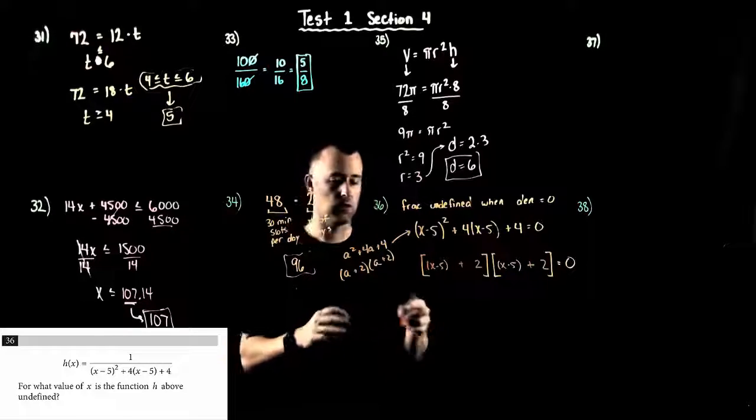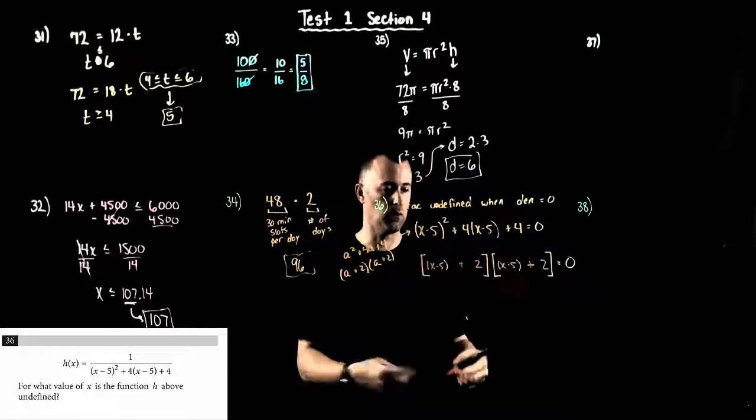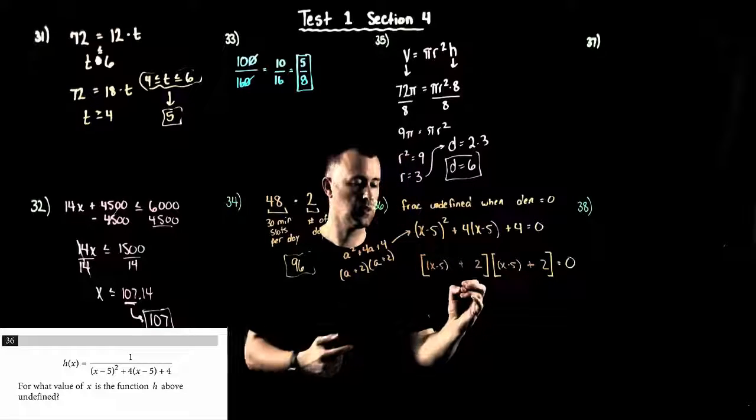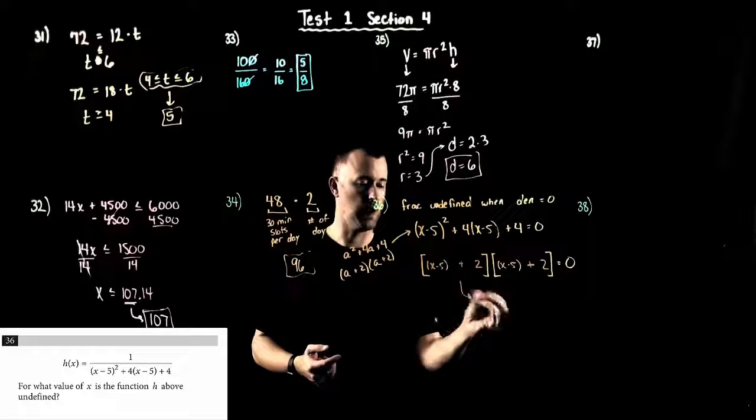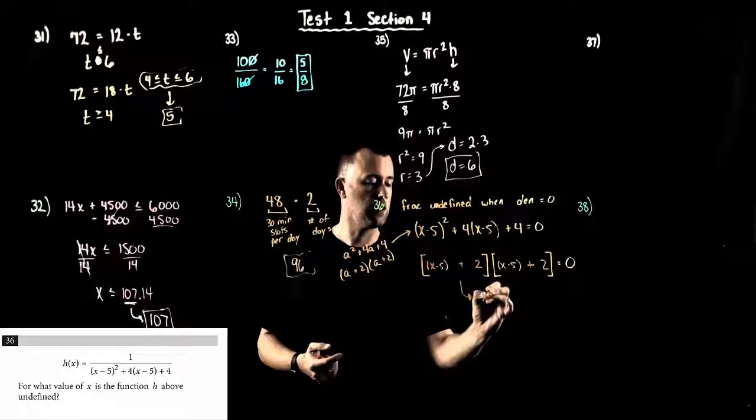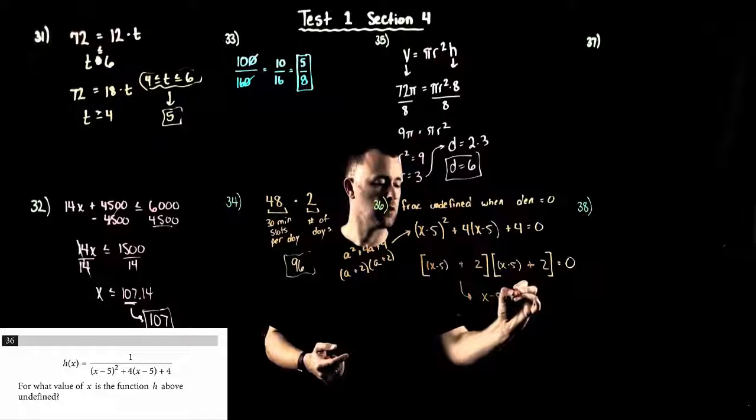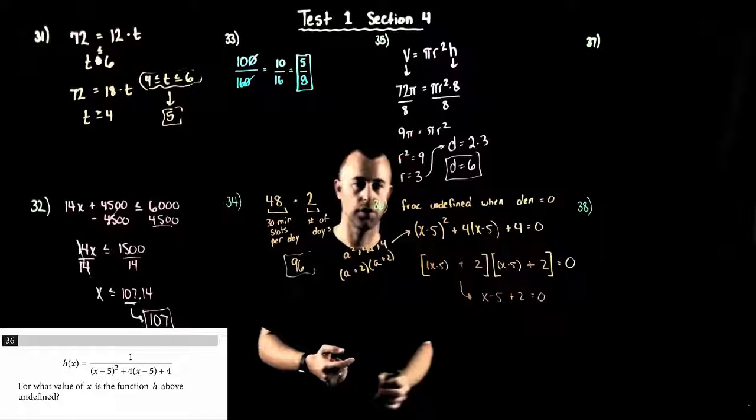So that means my factors, when you solve this, you set your factors equal to 0. Well, these factors are the same, so I'm just going to pick a factor. I guess I'll pick this one. It doesn't really matter, they're the same anyway. And I'm going to set it equal to 0. So I'm going to go x minus 5 plus 2 equals 0.